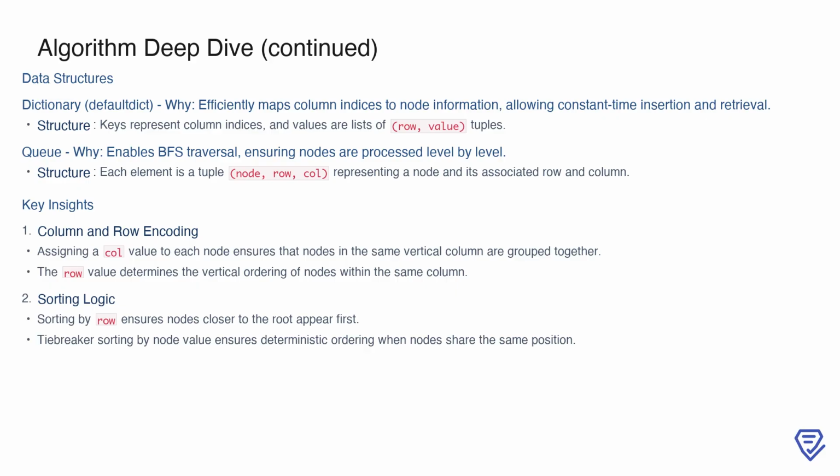These structures enable us to systematically traverse and organize the tree. A key insight is how we use column and row encoding. The column index groups nodes vertically, while the row index determines their ordering within the same column. This ensures that nodes closer to the root appear first in the output. The sorting logic further refines this by resolving ties using node values, resulting in a consistent and predictable output. Together, these elements form the backbone of the algorithm and provide the structure needed to achieve the desired result.